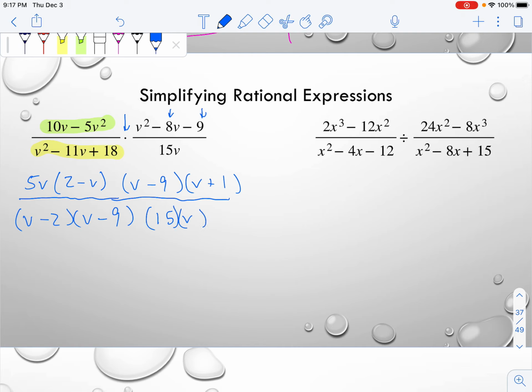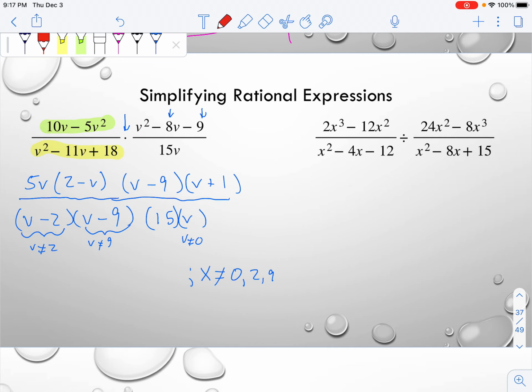Now my recommendation is to do your domain restrictions before you cancel them out. That way you don't leave any out by accident. So what in this factor can't equal 2, can't equal 9 for this guy, and then we can't equal 0 here. So you can put all those in there, 0, 2, and 9. I just put them in numerical order, and now we go to the chopping block.